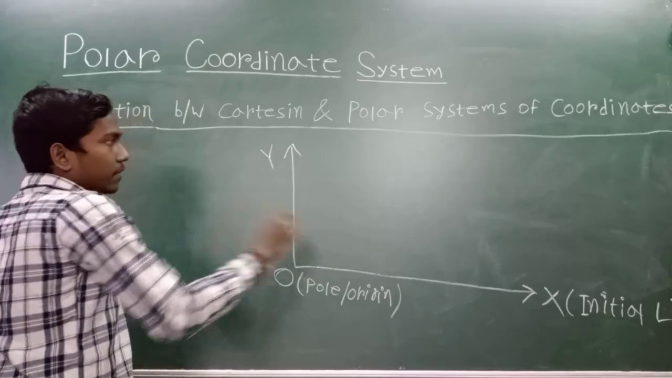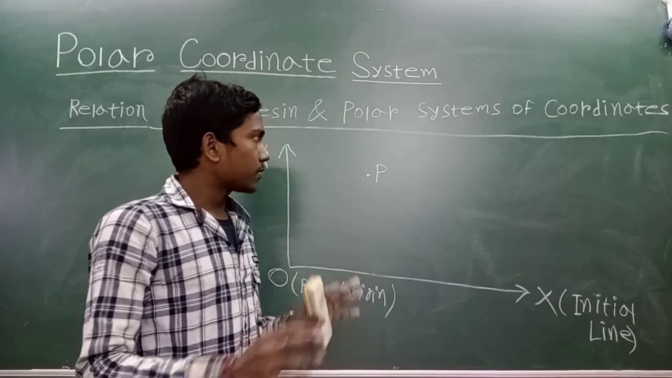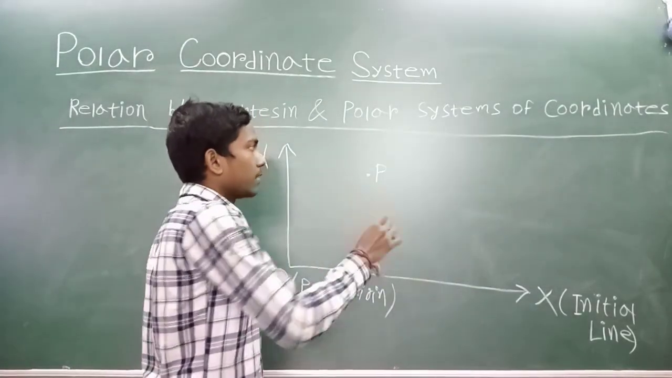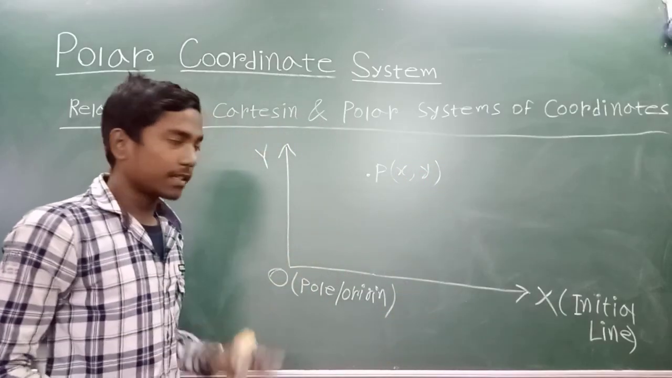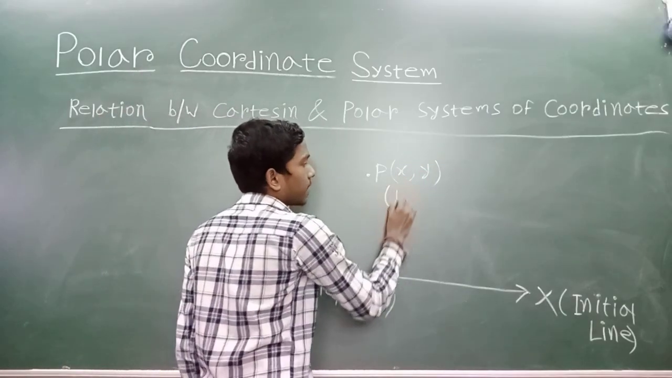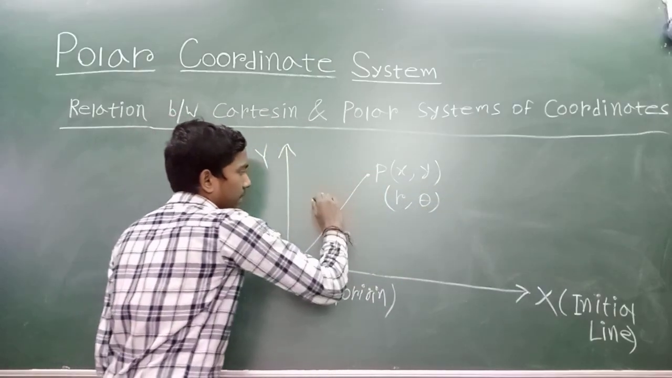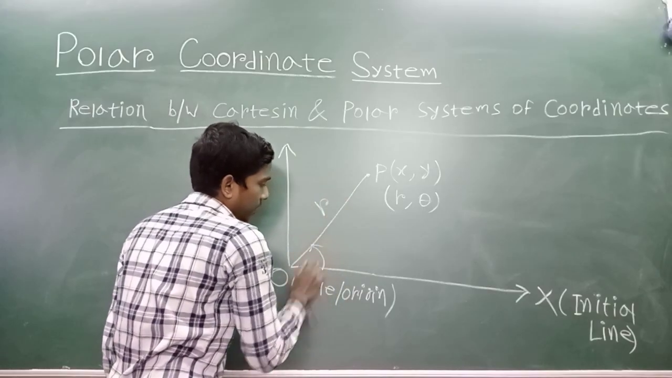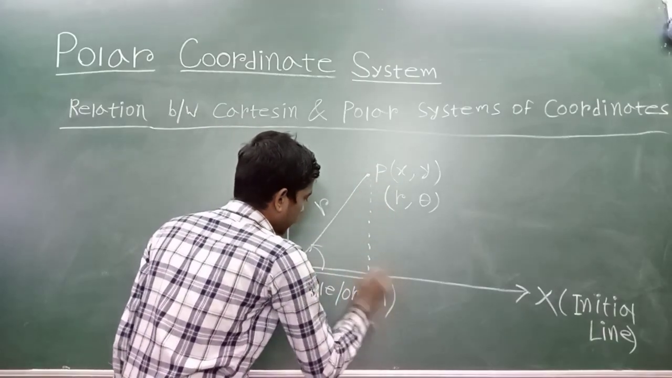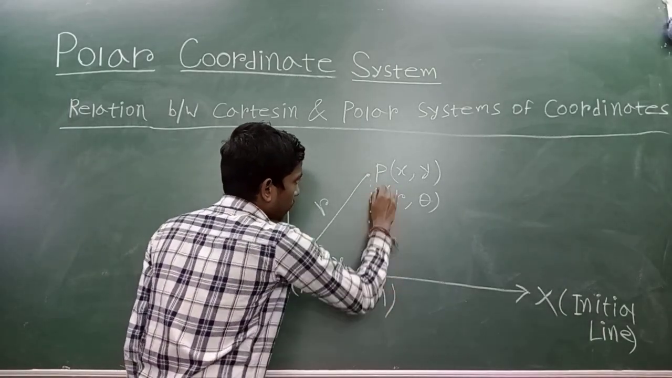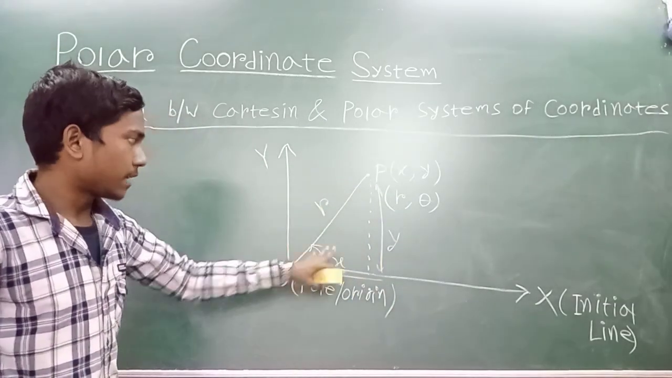Okay. So if we take any point in this coordinate system, say this point is P. With respect to the Cartesian coordinate system, the coordinates of this point are x, y. And with respect to the polar coordinate system, the coordinates of this point are r, theta. So if we connect this point to the origin or pole, this distance is r and this angle is theta. And with respect to the Cartesian coordinate system, if we draw a perpendicular from here, this length is x and this length is y. So now we can find the relation between these two systems of coordinates by using trigonometry.